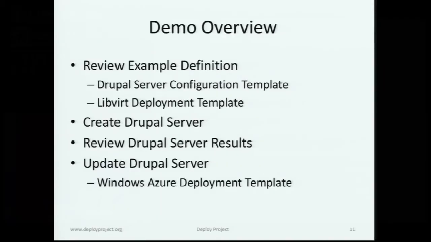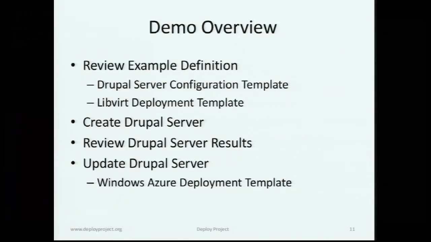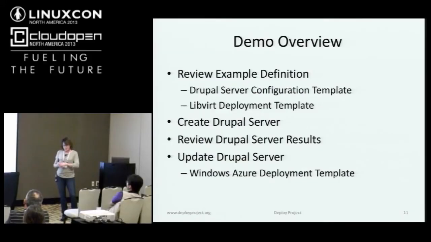So now we're going to jump out of slides and head down into command lines and text editors. We're going to create a Drupal server, and in that we'll show configuration templates. Initially, we're going to deploy it to virtual machines using libvirt running on the local desktop. We'll run deploy to create the machine and those test machines as well, and then we'll have a look at the results. Then when we're done, we'll try the same steps by switching to a deployment template that points to the Windows Azure environment.